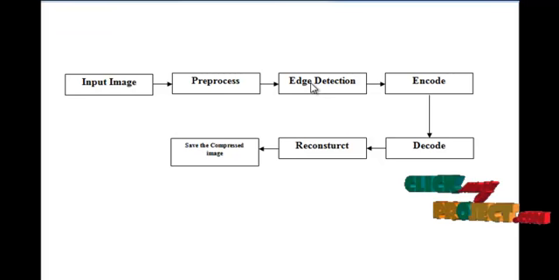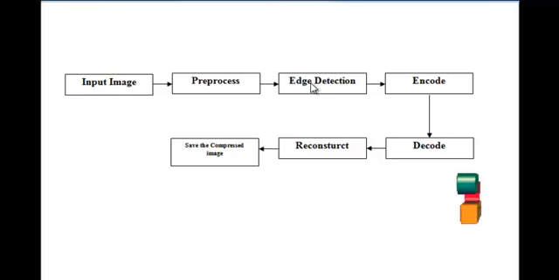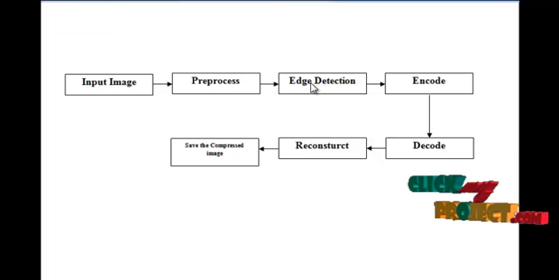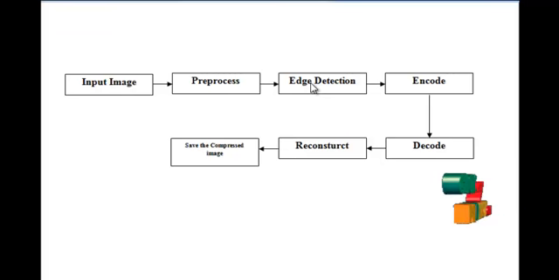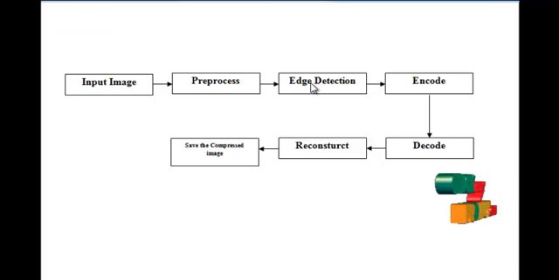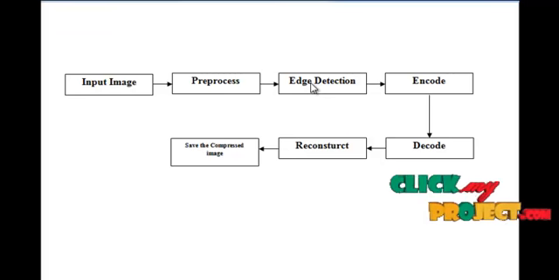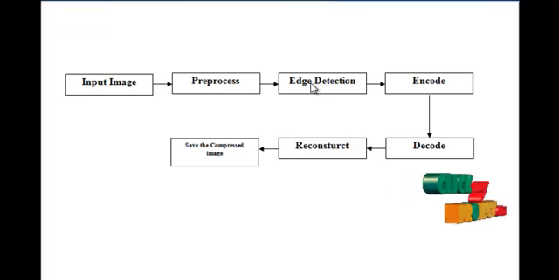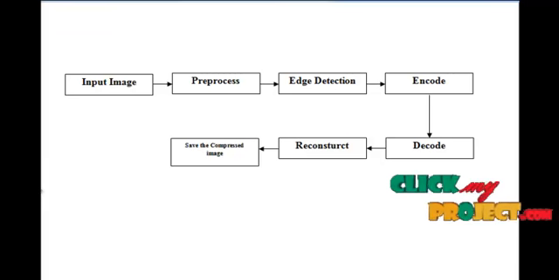Discontinuities are significant local changes of intensity in an image and typically occur on the boundary between two different regions in an image. The goal of edge detection is to produce a line drawing of a scene from an image. Important features can be extracted from the edges of an image. Then the edge-detected image goes to the encoding process.